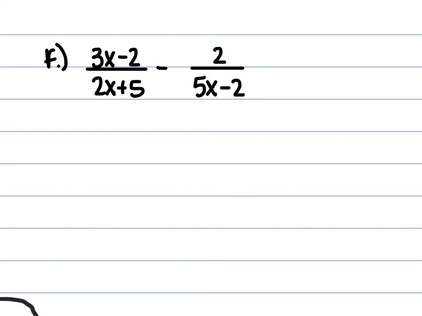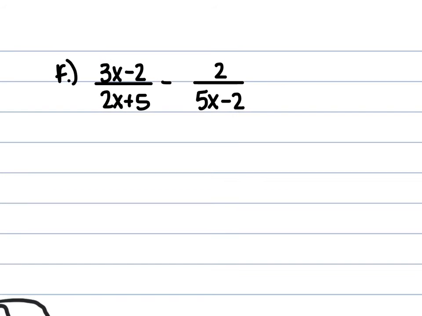They're not the same. One's a 2x, one's a 5x. They look similar, and it makes you pause for a minute, but they're not the same. Therefore, what do we need to do? We're going to need to do some multiplication. 3x minus 2. I'm just rewriting here so I have more room. 2x plus 5 minus 2 over 5x minus 2.